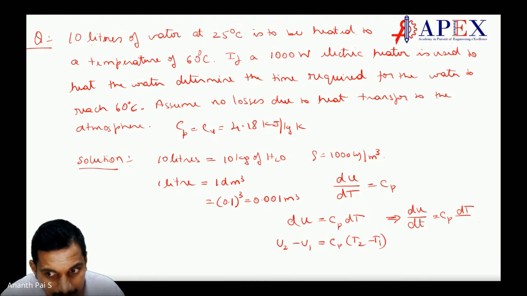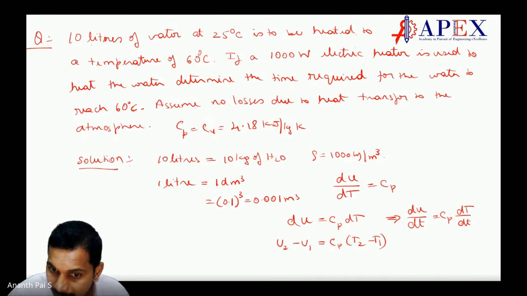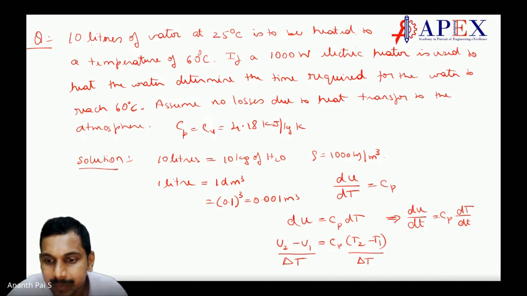I'm making it complicated, yes, but this is to make you understand a lot of things. Same thing if I put it in terms of delta, I can say du by dt into delta t is equal to Cp of T2 minus T1 by delta t. And this is actually equal to 1000 watts. Watt is what?